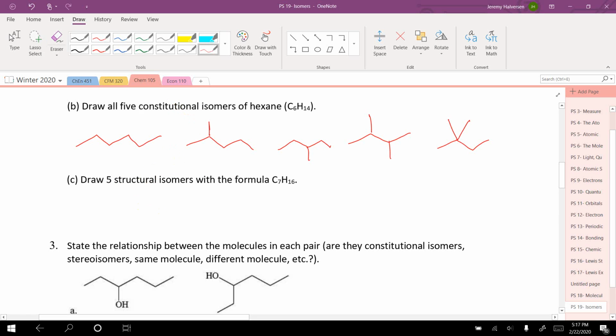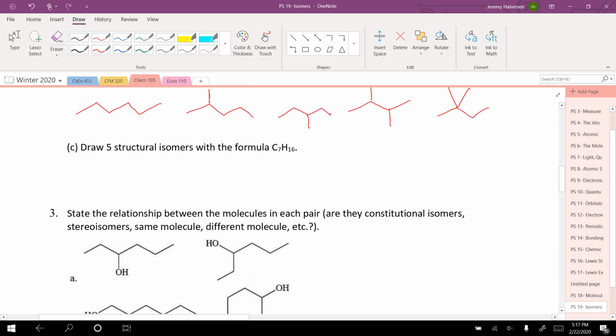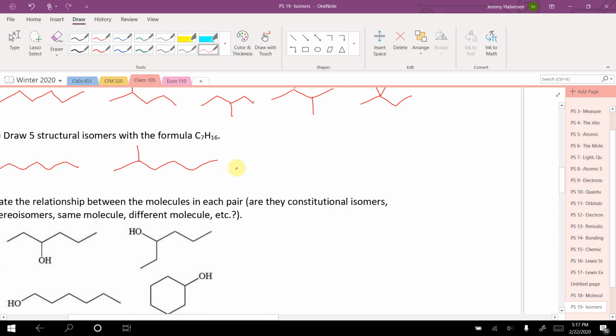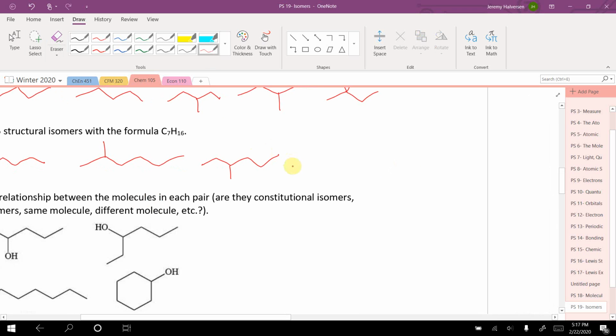So 5 structural isomers of C7H16. So 1, 2, 3, 4, 5, 6, 7. You count up the hydrogens, you get 16. So there's one of them. So I go 1, 2, 3, 4, 5, 6, and stick my 7th there, or 1, 2, 3, 4, 5, 6, put my 7th there. Nope, these two are the same. Can't do that. So that's everything I can do with 6. So 1, 2, 3, 4, 5. I could do 1, 2.